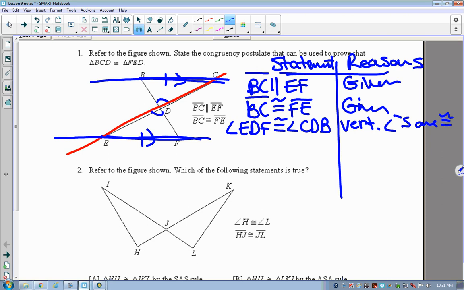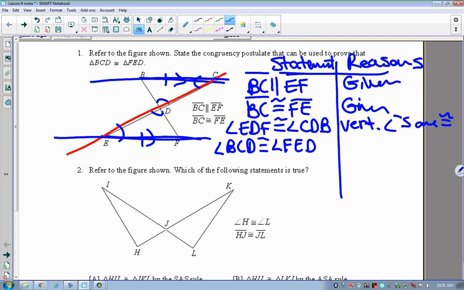Angles C and E. Okay, so let's be more specific. Let's say angle BCD is congruent to angle what? FED, angle FED. Now, the long explanation, and my marker's too big and I don't have enough space to say it, but this is what it should say.